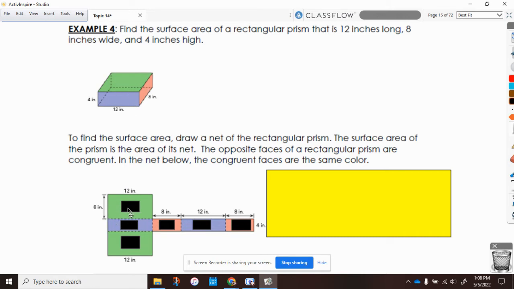All right. So this first box, this green one up on top, is an 8 by 12 box. We multiply 8 times 12, and that gives us an area of 96. This green one down here is the same. It is also 96.